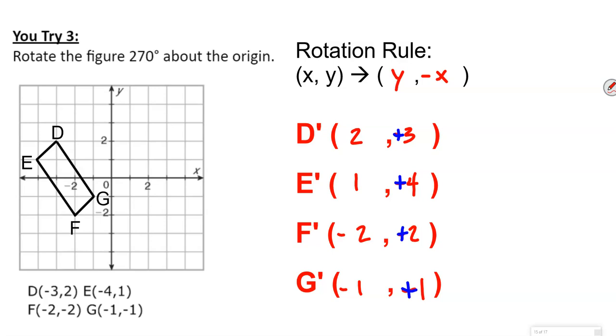Now we're going to plot our points. 2, 3, 1, 4. Then we got negative 2, 2. Oops, that's not negative 2. Negative 2, 2 is right there. So that's my F prime. Then we got negative 1, 1. G prime.